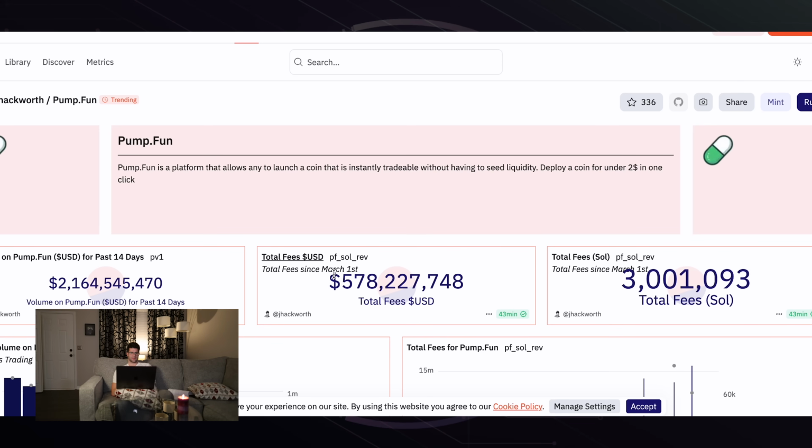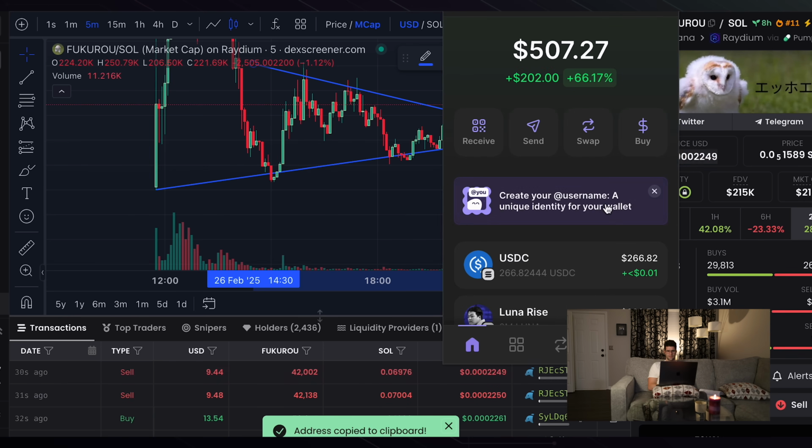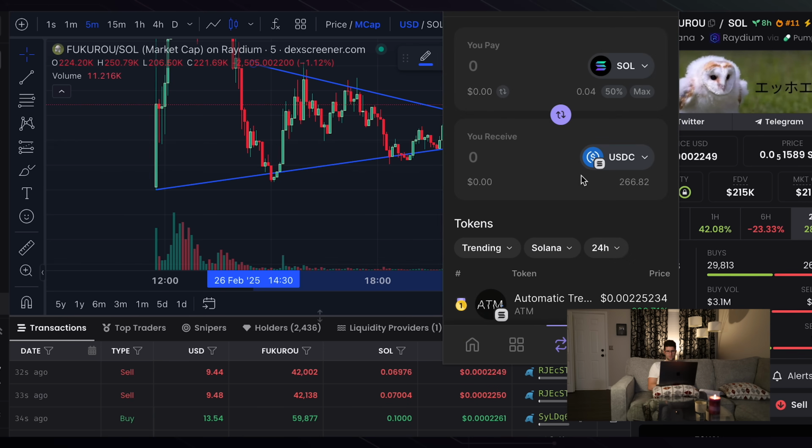Well, since last year, March 1st, Pump.Fund has accumulated $578,227,748 in fees. So that small transaction fee, that's how they make their money. That is $500 million in 1 year from running a website. That is insane. Oh, look at that. We bought right here. It's down here. But it was such a small amount. I don't even care. I'm numb. Uh-oh. Okay, we're going to get into this with 200.